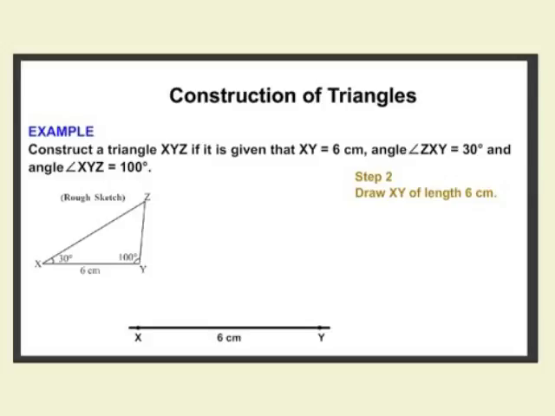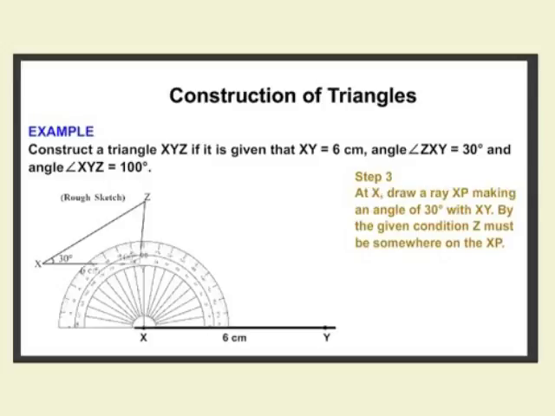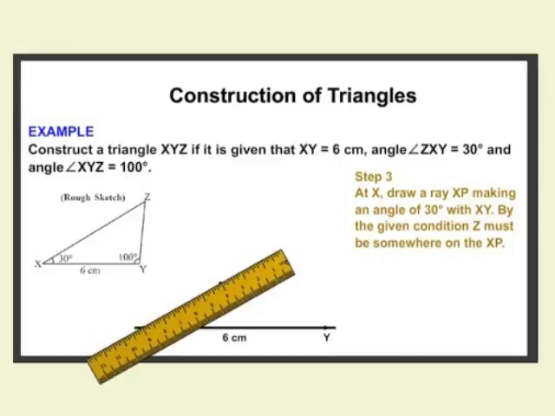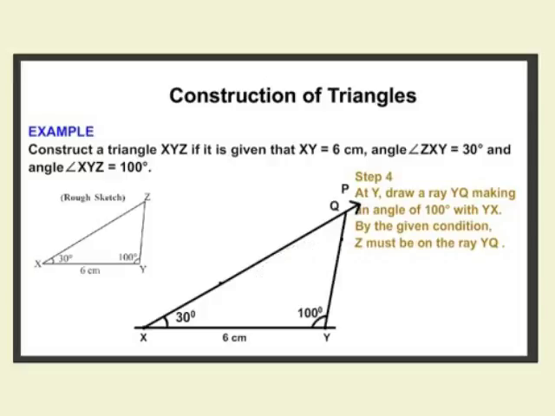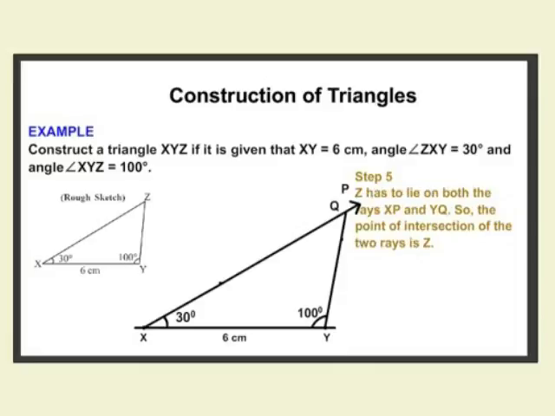Draw XY of length 6 centimeters. At X, draw a ray XP, making an angle of 30 degrees with XY. By the given condition, Z must be somewhere on the XP. At Y, draw a ray YQ, making an angle of 100 degrees with YX. By the given condition, Z must be on the ray YQ also. Z has to lie on both the rays XP and YQ. So, the point of intersection of the two rays is Z. Triangle XYZ is now completed.